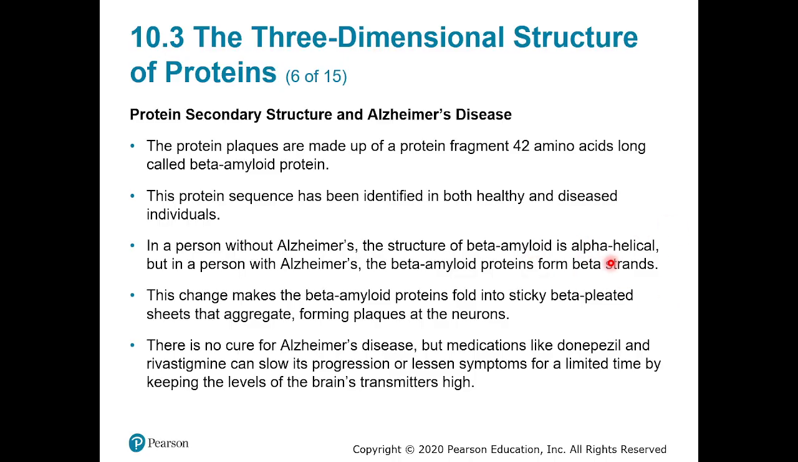So usually they make helical structures, and that keeps them from forming plaques because they can't nicely associate with each other. But when they form sheets instead, they can then nicely associate and they build up, and they can form plaques then. Again, that's going to make them fold into sticky beta-pleated sheets. These will then aggregate. They're going to form plaques at the neurons. Did anybody notice that we're using several different layers of chemistry knowledge that you built up to this time?